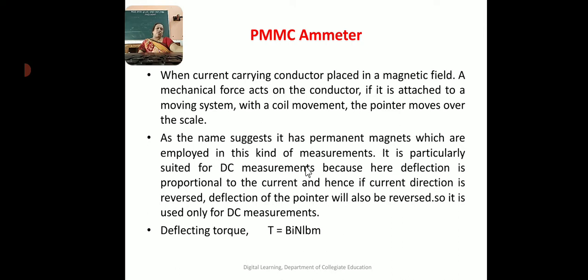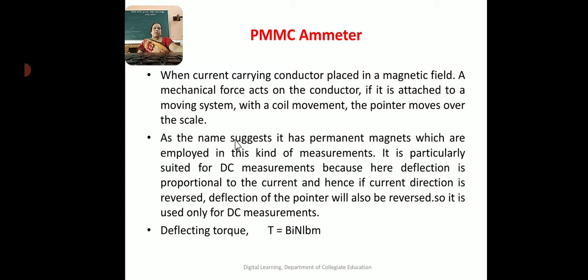It has the major advantage of having a linear scale. What are the advantages of the PMMC ammeter? It has a linear scale, low power consumption, and high accuracy. The major disadvantages of this PMMC ammeter are that it is used for the measurement of DC quantity only, and its cost is very high.